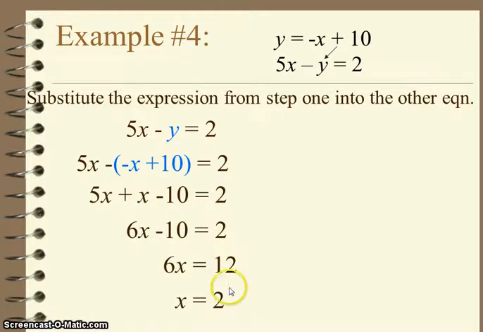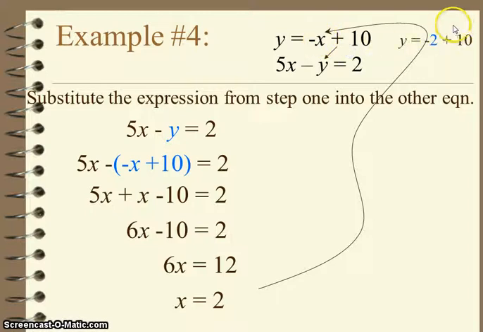X equals 2. Now the good news is you're halfway done. You've got your x part of the ordered pair, but you don't have the y. You have to plug this back into the original equation. If you know the x, it will tell you the y. So you plug in the 2, you get -2 plus 10, which is 8, and then bang, you got an ordered pair. These two lines cross at (2, -8).